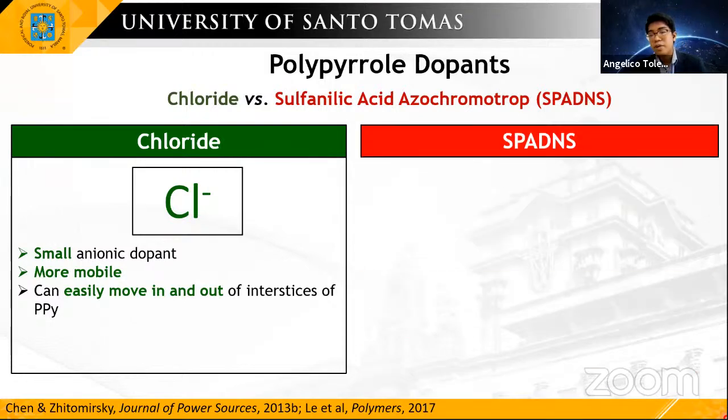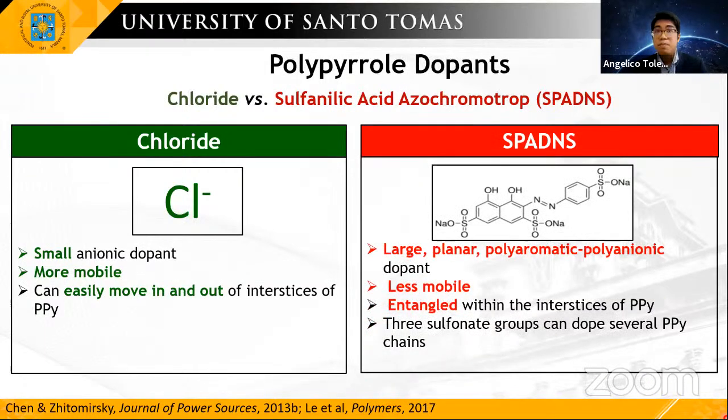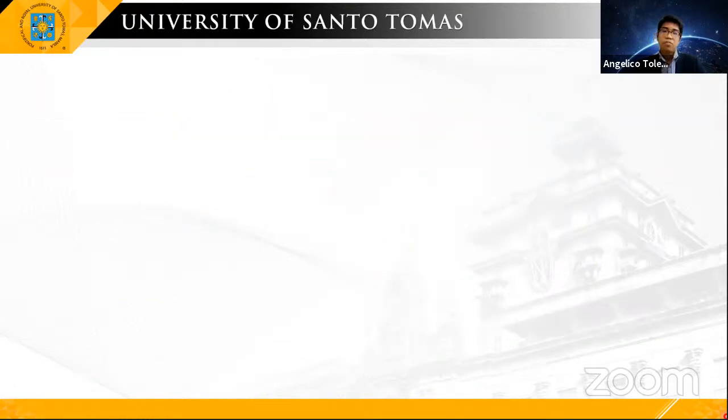On the other hand, SPANS is a large planar polyaromatic polyanionic dopant. Since it is large, it is less mobile, and it is entangled within the interstices of polypyrrole. And as you can notice, there are 3 sulfonic groups that can dope several polypyrrole chains. And this effect is what we will be seeing later on.